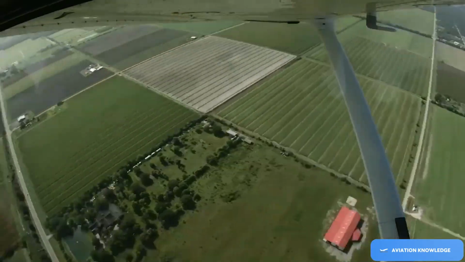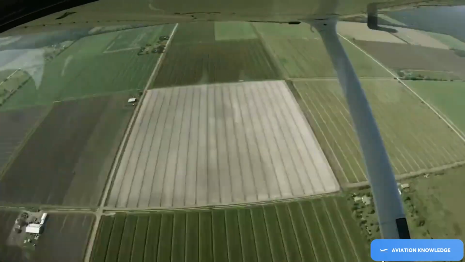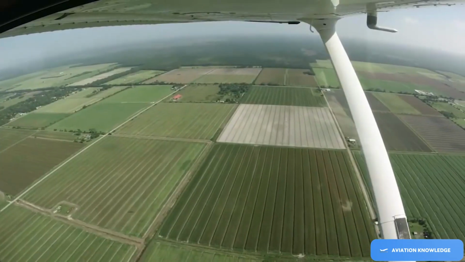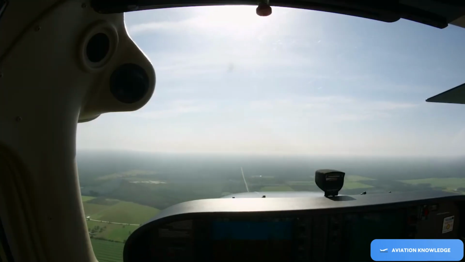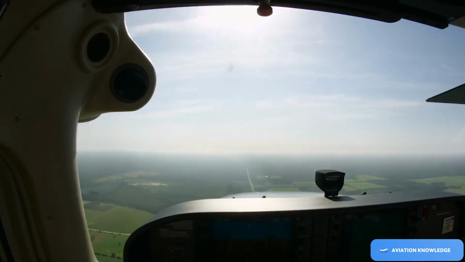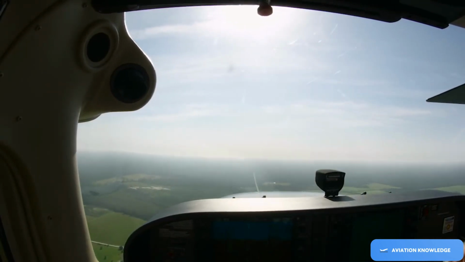Perform 2 complete turns around your point and exit on your entry heading at the same altitude and airspeed at which you began. Once you have exited the maneuver, set cruise power, retrim the airplane, and complete the cruise checklist.